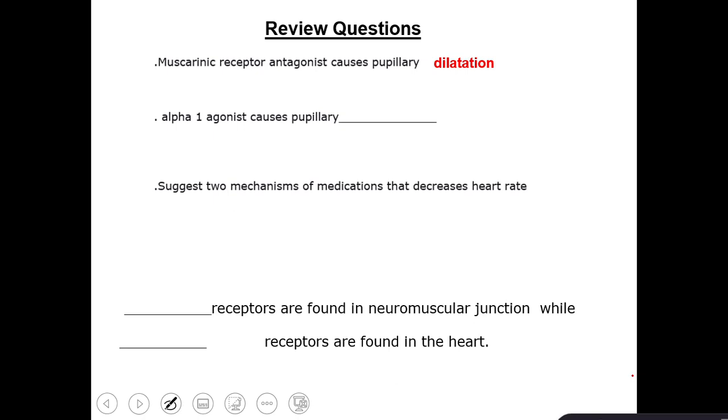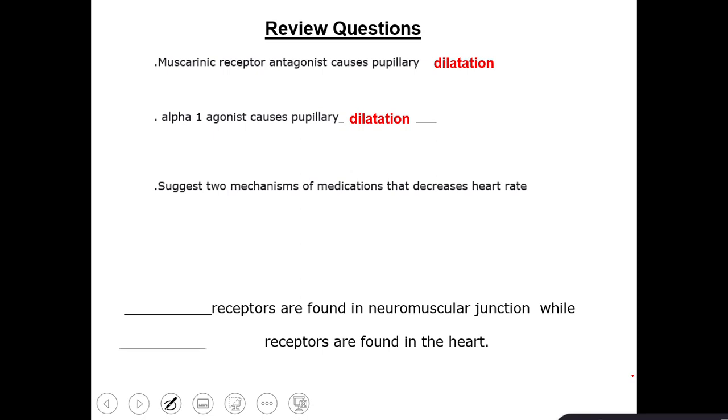Alpha 1 agonist causes pupillary what? Alpha 1 receptors are found in the eye pupil, and when stimulated, this is also pupillary dilation. So dilation of the pupil can be induced by either blocking the muscarinic receptors or stimulating the alpha 1 adrenergic receptors.